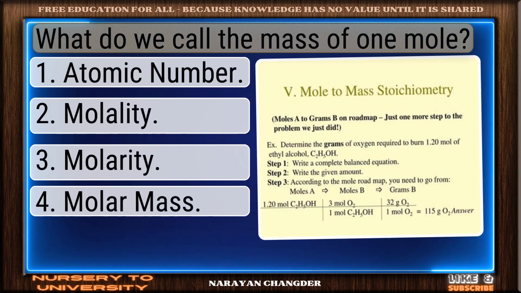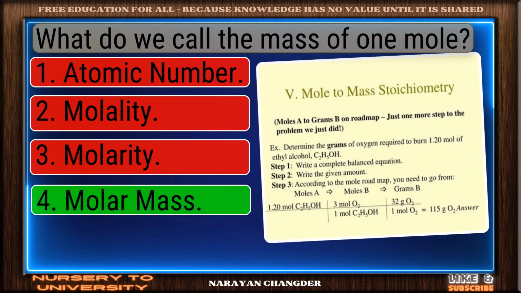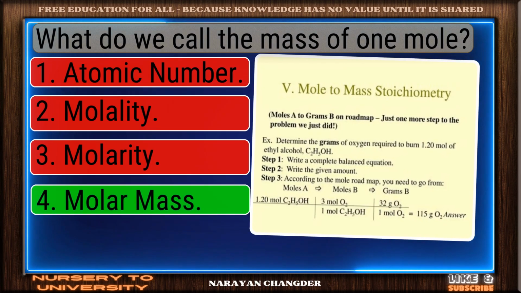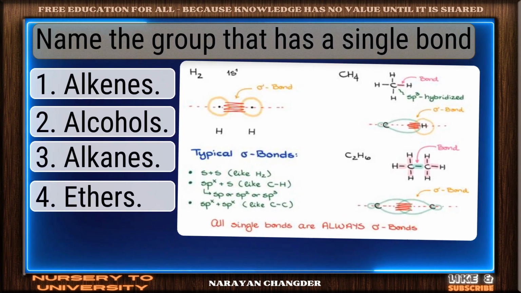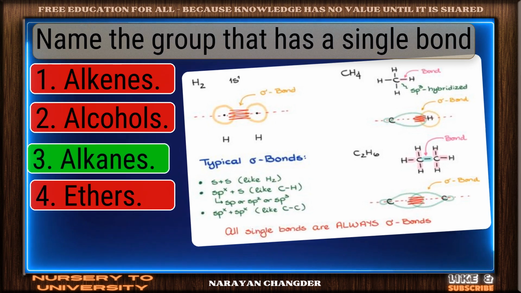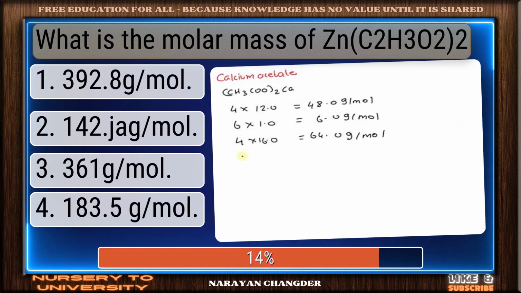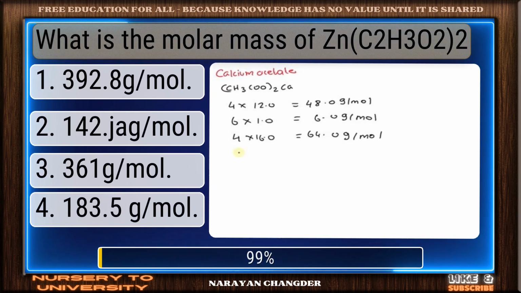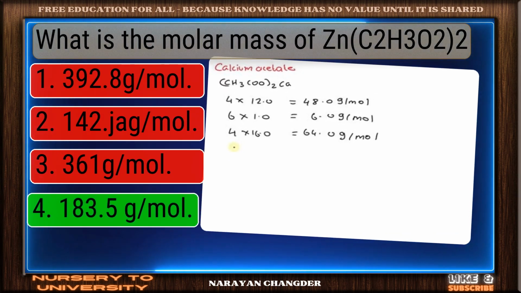What do we call the mass of 1 mole? Good job. Your answer, molar mass, works well here. Name the group that has a single bond. Valid point. Alkanes is true. What is the molar mass of Zine-2? Nicely done. 183.5 mole is a solid answer.